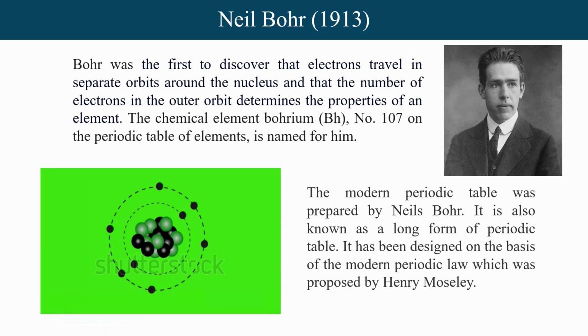So, in regard of his services, the chemical element bohrium, of atomic number 107 in the periodic table of elements, is named for him. The modern periodic table was in fact prepared by Niels Bohr, and it is also known as the long form of the periodic table. And it is designed on the basis of the modern periodic law, which was proposed by Henry Moseley.